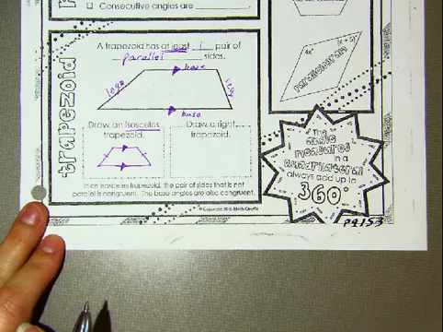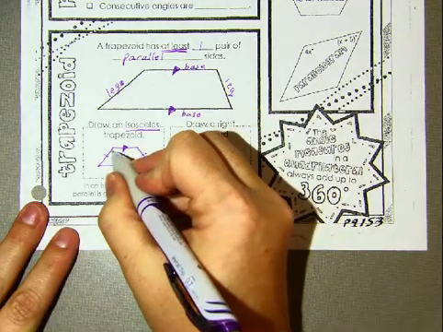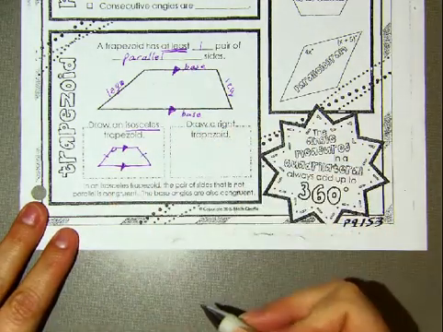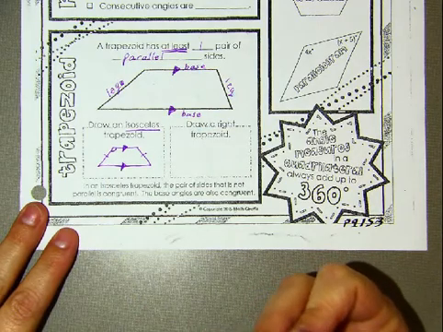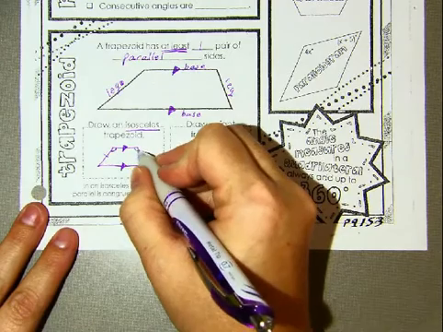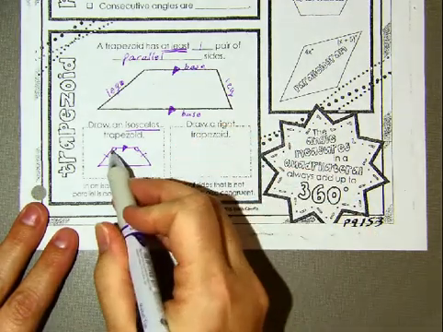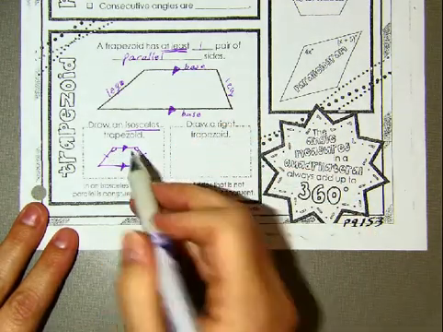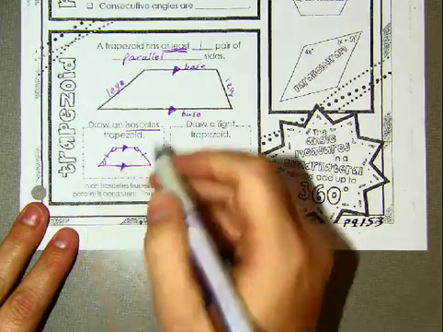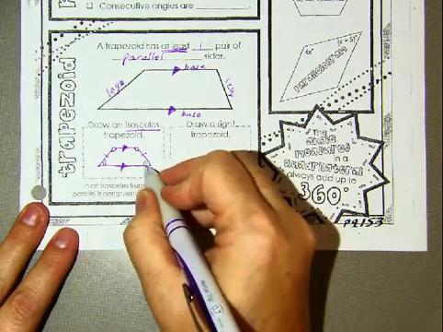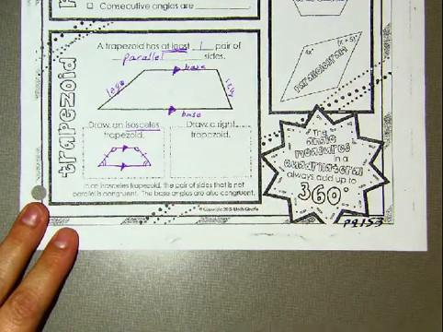Other things about an isosceles is we have what's called base angles. Similar to our isosceles triangle, those are the ones on the ends of the base. So those two angles are going to be congruent. Same thing down here with this base. The two on the ends are going to be congruent to each other.